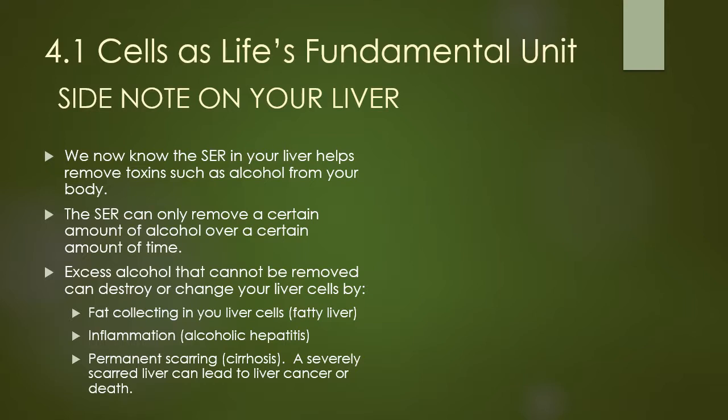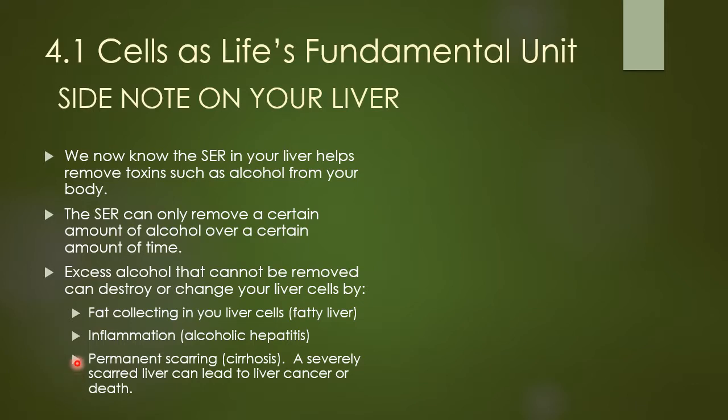One is that fat can collect in your liver cells, so it can't process all that alcohol, and you get a buildup of fat cells in your liver. This is called fatty liver. This can sometimes be reversible if you stop drinking the large amount of alcohol, and that could slowly get better over time. The next 2 categories here, damage that can happen to your liver from excess alcohol, cannot be reversed.